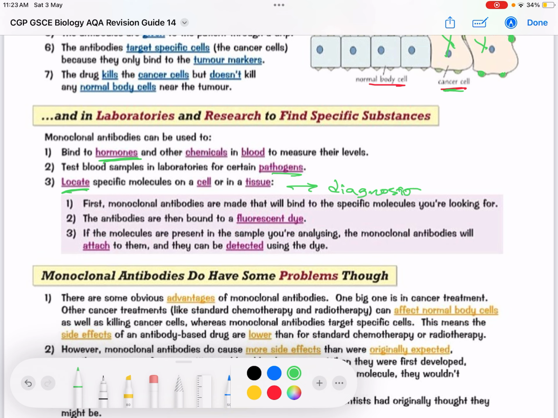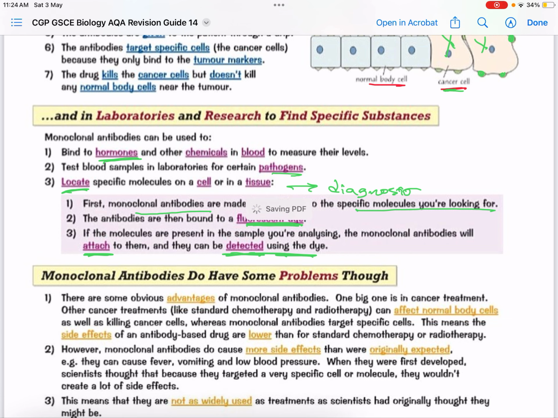How is that? So the monoclonal antibodies are made so that they will bind to a specific molecule that you're looking for. Then the antibodies are bound to a fluorescent dye, something that would show a color, like fluorescent color. If the molecule of interest is present in the sample you're analyzing, then the monoclonal antibody will attach to it, and then it can be detected using this fluorescence. So if you see a fluorescence, that means this molecule of interest is present, okay? And if not, that means it isn't there. So this is a good use for diagnosis.